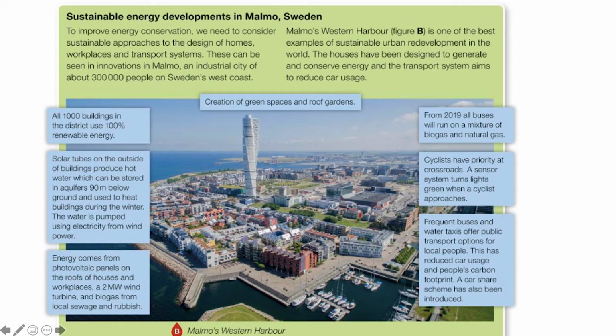Energy comes from photovoltaic panels on the roofs of houses and workplaces. There's also a wind turbine, and biogas from local sewage and rubbish is used. The solar turbines on the outside of buildings produce hot water, which can be stored in aquifers 90 metres below the ground and used to heat buildings during the winter. The water is pumped using electricity from wind power. All 1,000 buildings in the district use 100% renewable energy. So Malmö in Sweden is a really good example of sustainable development.